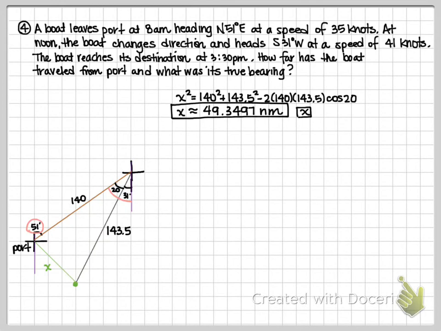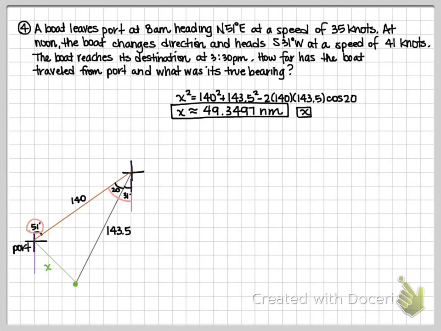Okay, so I ended up with a distance of about 49 nautical miles, give or take a little bit, which makes sense because if I traveled 140 in one direction and almost completely doubled back on myself, then yeah, I'm going to be relatively close to the port of departure in the first place.